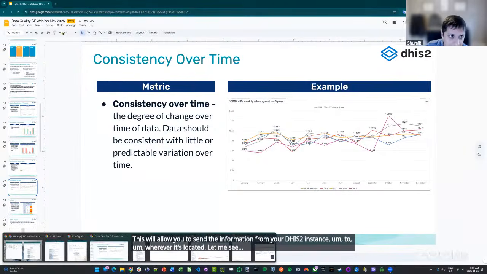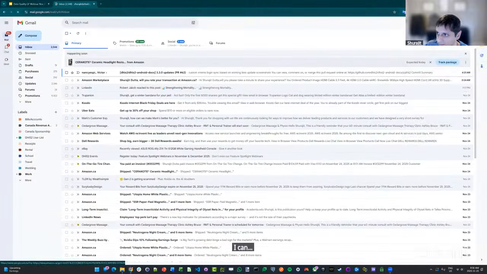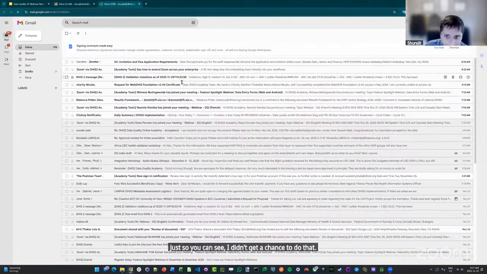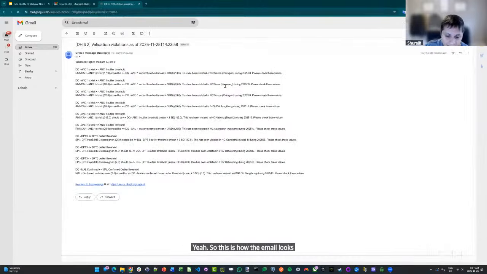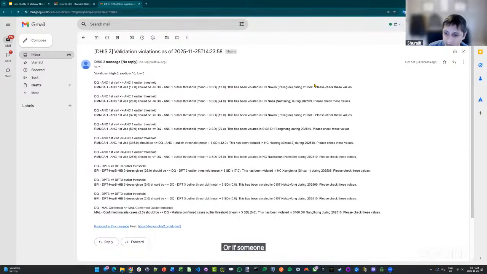Let me see here. You should have received the email, just so you can see, as I didn't get a chance to do that while I was making the presentation. So this is how the email looks. It groups the various validation rule violations together, and you can get a sense of what's actually the problem. So this is very useful, of course, if you're not logging in to DHIS2, or if someone's not logging in regularly.